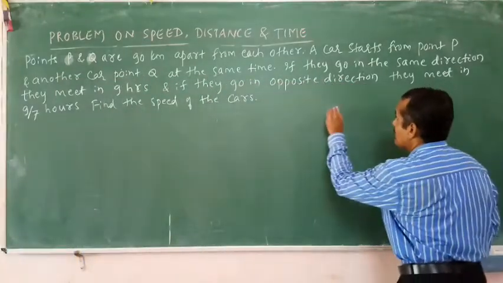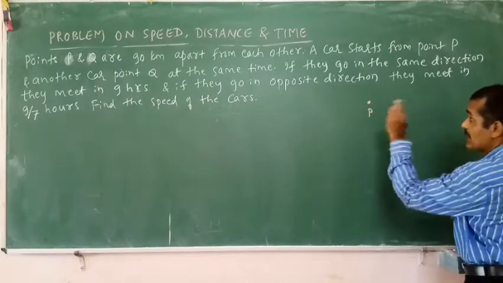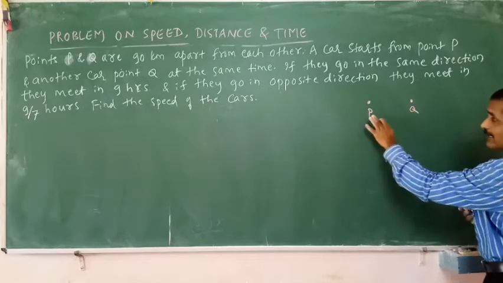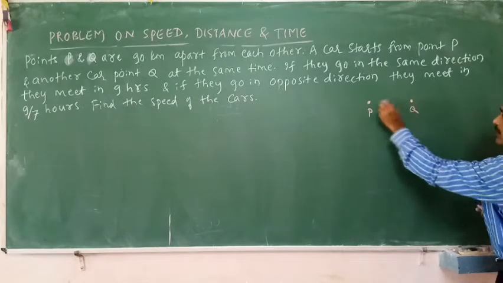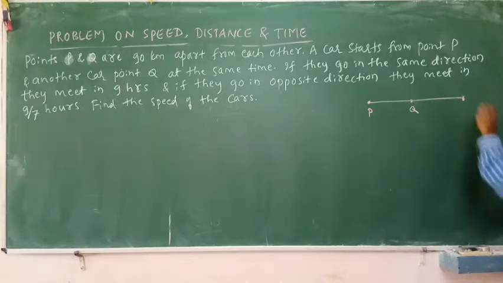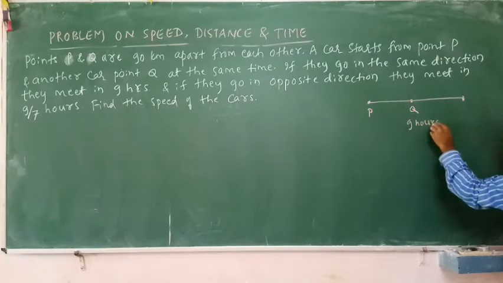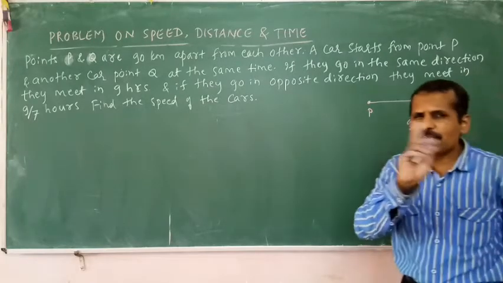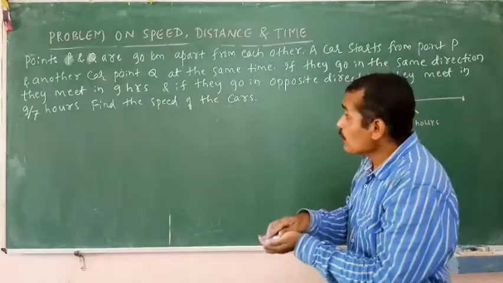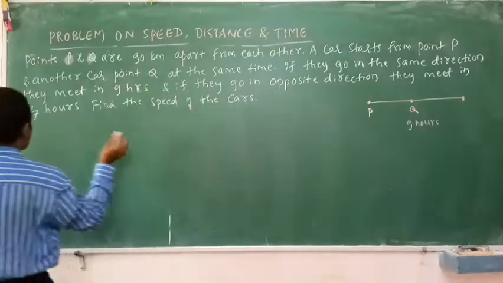See here, I will take this as point P where the first car starts. This is point Q. I have taken this as Belgaum, this as Dharwad, and both are meeting somewhere here after traveling 9 hours. But how much distance they have traveled we don't know. But we know that after 9 hours they met. How to start? Find the speeds of the cars. Now we know how to start.